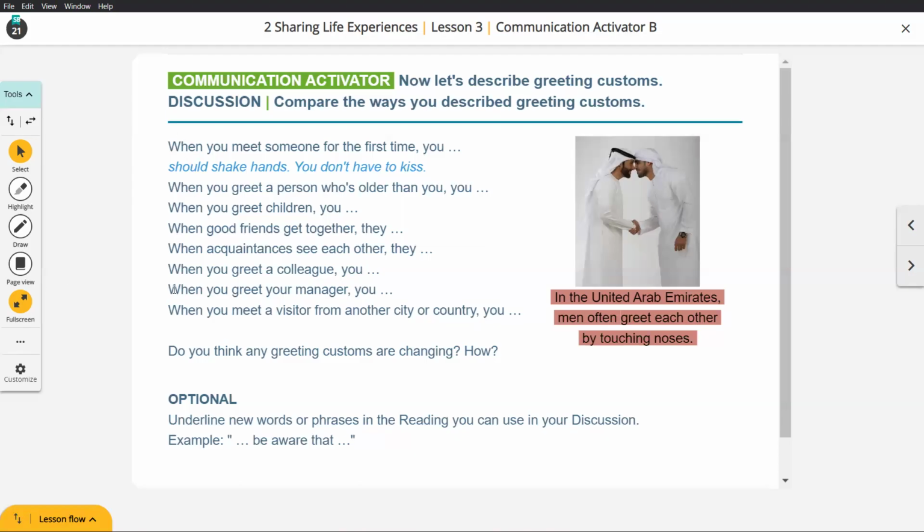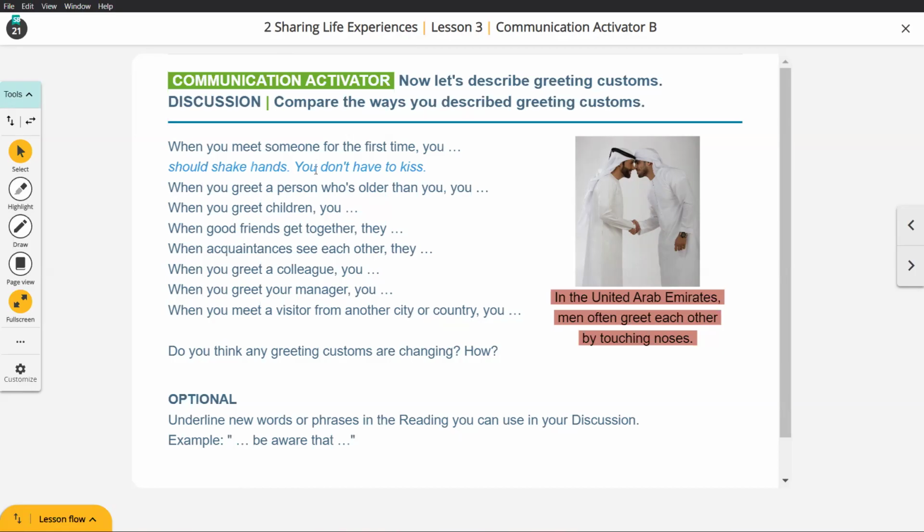Here we have different ways in which we have to think about how we communicate, how we say hello, and in which ways we say hello. How do you say hello when you meet someone for the first time? It mentioned that before you meet that person, que no lo conocías. In this case, for example, it mentioned you should shake hands. You don't have to kiss. Okay? You should shake hands and you don't have to kiss. And that's all right.